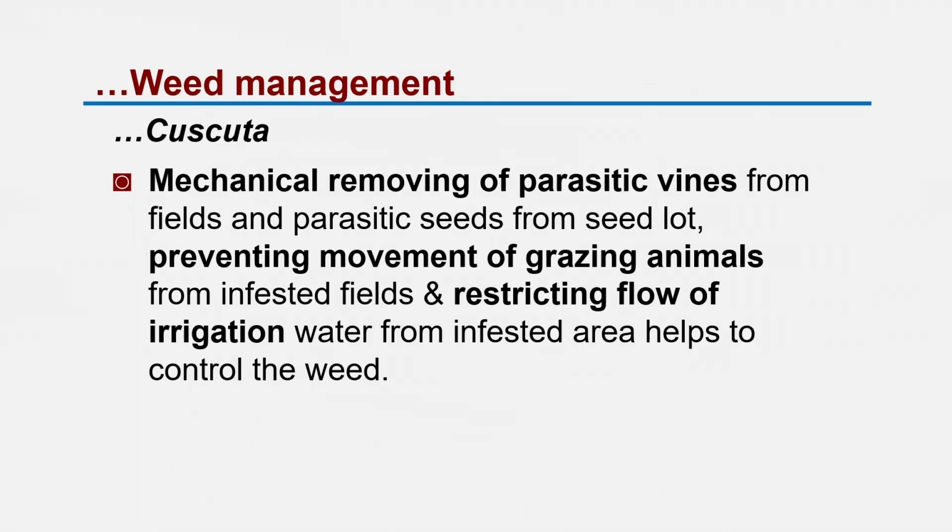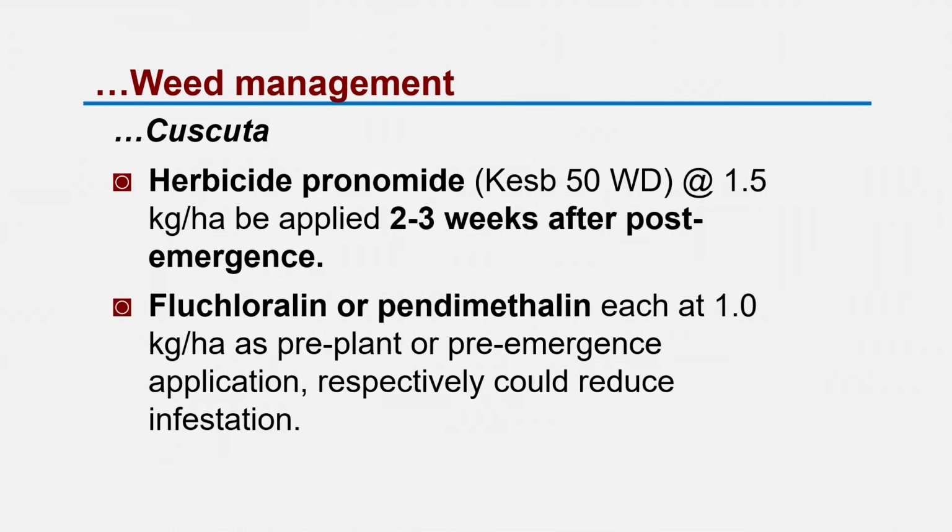So, overall here we need to go for all the preventive measures so that entry of weed seed is not made into the new area. Herbicide pronamide, which is CASP 50 WD, at the rate of 1.5 kg per hectare should be used at 2 to 3 weeks after post emergence. Or fluchloralin or pendimethalin, each at 1 kg AI per hectare as pre-plant or pre-emergence application respectively, could reduce the infestation.